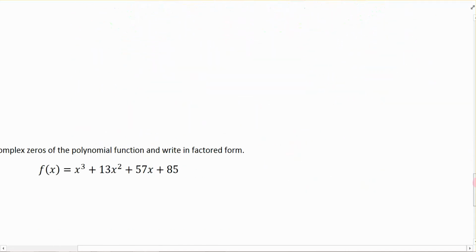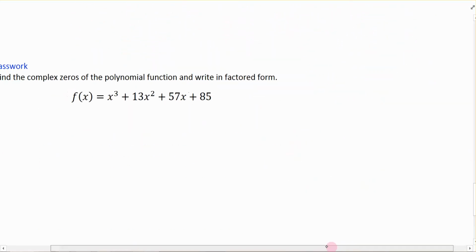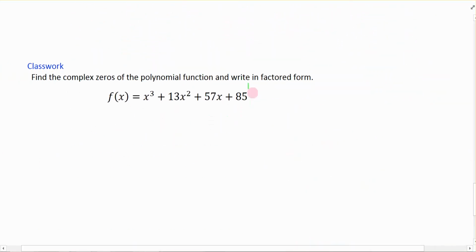Now again, I have one more example for you here that I encourage you to practice on your own and check back with the completed notes to see if you can come up with the same answer.